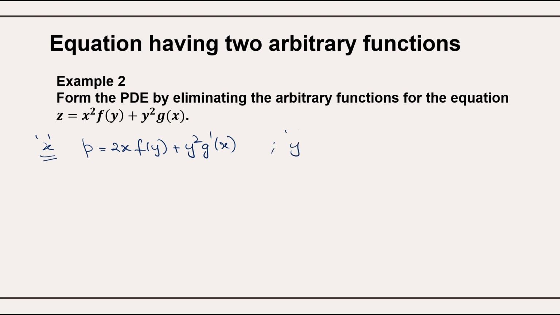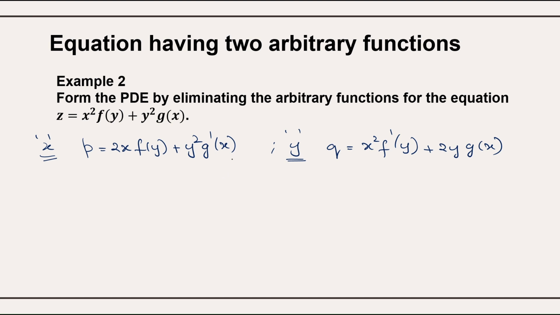Similarly, while doing it with respect to y, it gives you q is equal to x square into f dash of y plus 2y into g of x, because here we are doing it with respect to y, so x is treated as constant. Okay, so now what we are going to do here is differentiate one more time with respect to x and y to go for the second order derivative.